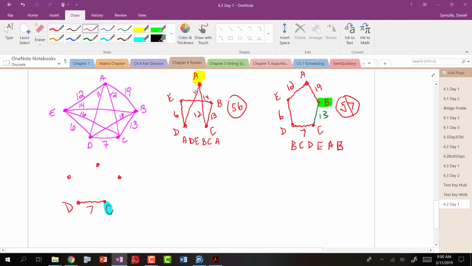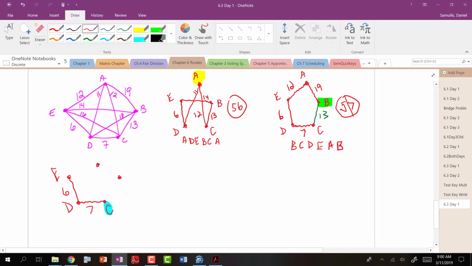Then I think this one's going to be a repeat. What should I do next? From D, what's the next smallest one? 6, 11, or 18? 6. I think we're going to get a repeat here. 14 or 12, which one should I do next?